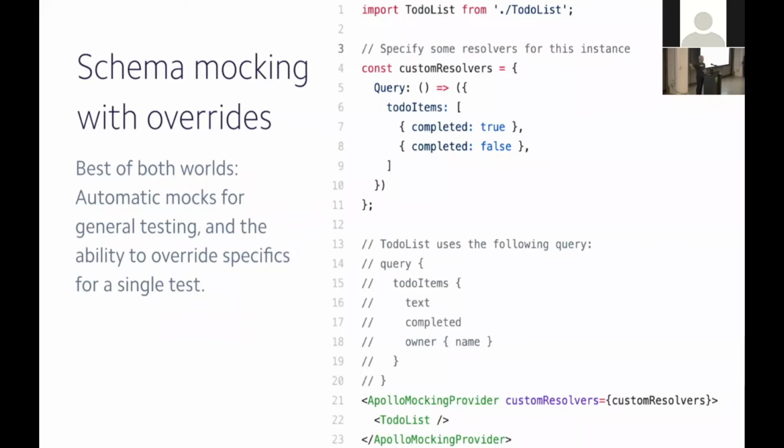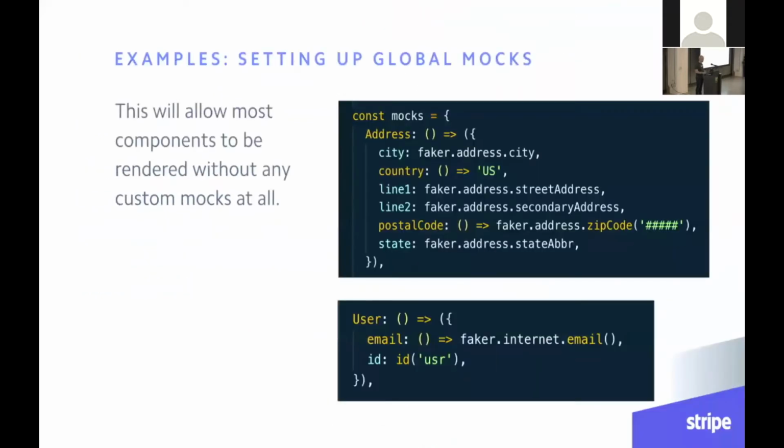At the top, you can see we have this custom resolvers object that says, in the case of the to-do items, I would like to have one to-do item that is completed, and one to-do item that is not completed. It turns out the query the component is doing that we're testing actually needs a whole lot of other fields. It needs the text field, the owner, the name, all this other stuff. But for this test, we don't care about that. We just want those two items, and we just care about those fields. So this lets us do that and get the best of both worlds.